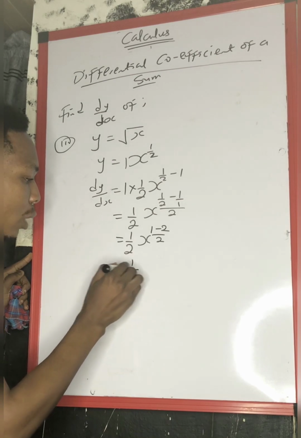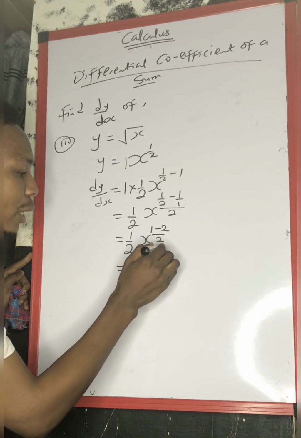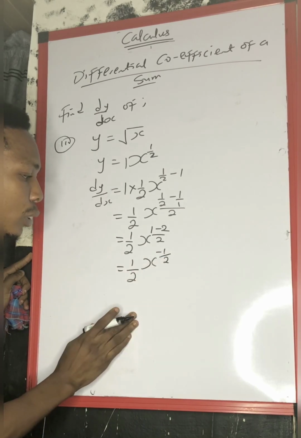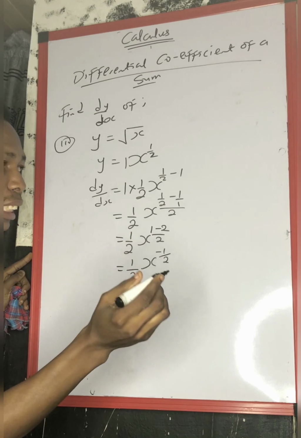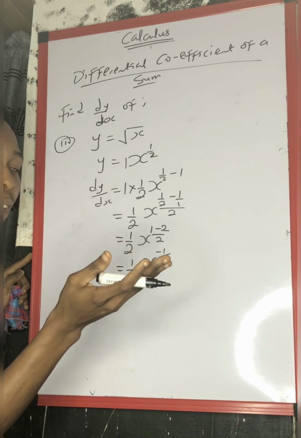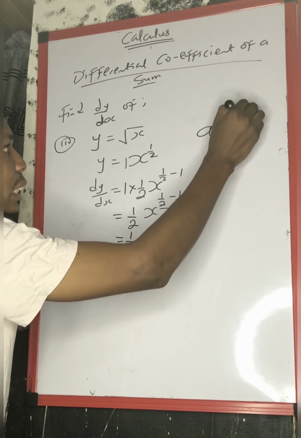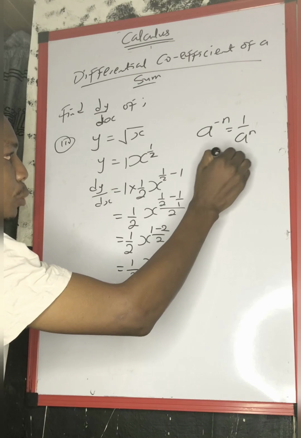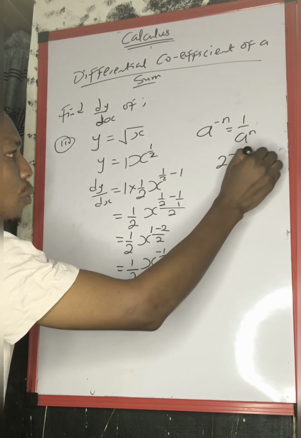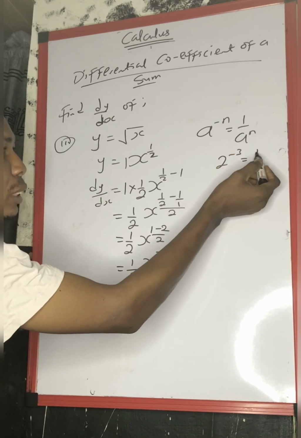So we give 1 over 2, then x^(1/2) is x^(-1/2) all over 2. Now this is the same thing as, in indices, one of the rules for indices, which is the negative index: whenever you have a raised to power minus n, it is 1 all over a raised to power n. If you have 2 raised to power minus 3, it is 1 over 2 raised to power 3. The negative there is the one that is representing the 1 over.